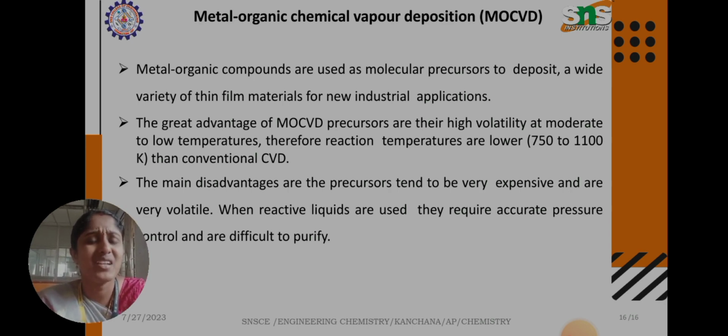The main disadvantages are the precursors tend to be very expensive and are very volatile. Then reactive liquids are used. They require accurate pressure control and are difficult to purify.